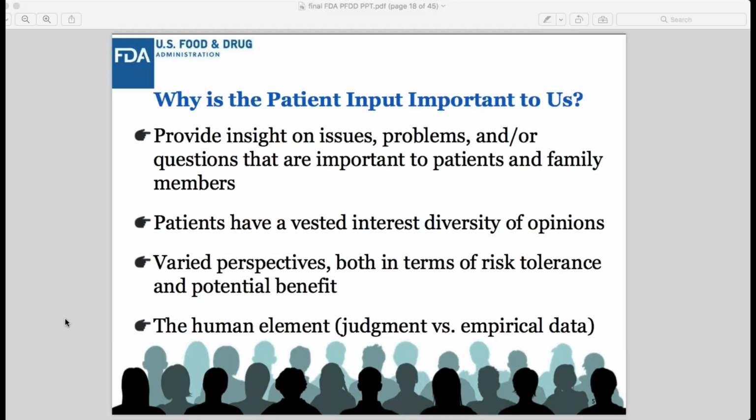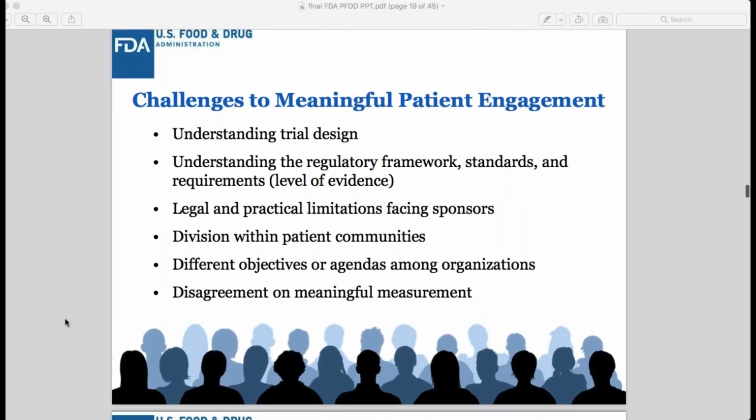Next slide. Now, getting patients to engage doesn't come without its challenges. For example, it's really not easy for patients to understand trial design or the regulatory framework. There are sometimes legal and practical limitations facing sponsors. We've seen situations where there's a division within patient communities that can make things challenging, such as different objectives or agendas within the community, such as different thoughts on what is meaningful. So the challenges are there. Next slide.